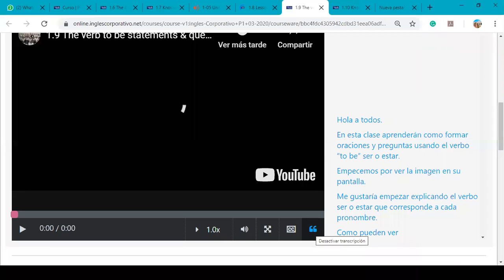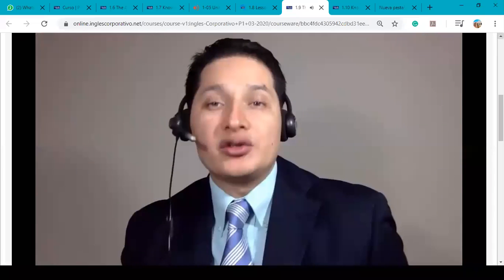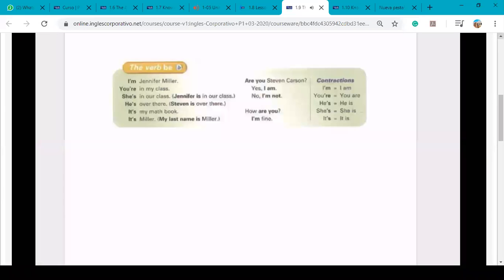Hi everyone. In this class you'll learn how to form statements and questions using the verb to be. Let's get started by looking at the image on your screen. I would like to start by explaining the verb to be, which corresponds to each pronoun. As you can see, towards the left hand side of the chart, you can see the pronoun I that will be equals to am. For the pronouns you, we, and they, you're going to use are. And for the pronouns he, she, and it, then we're going to use is.